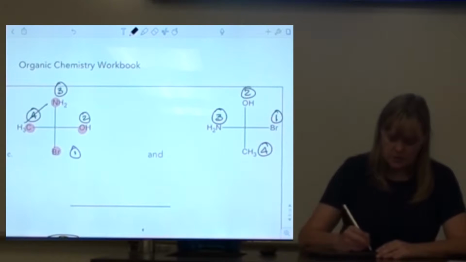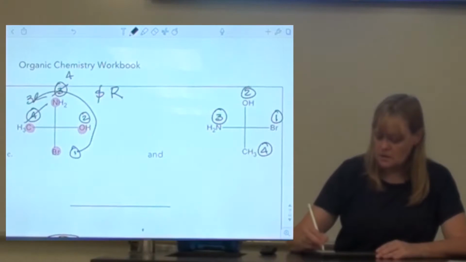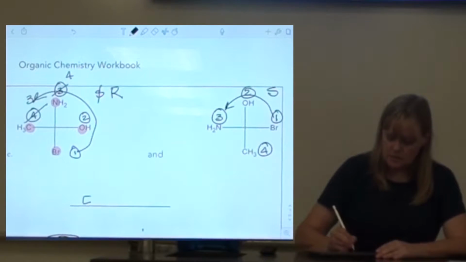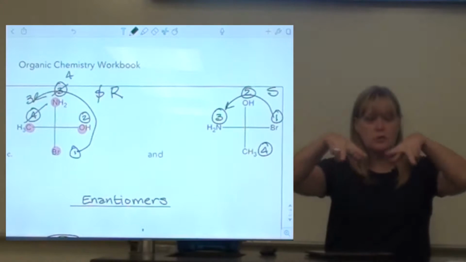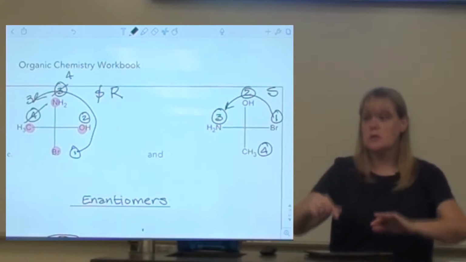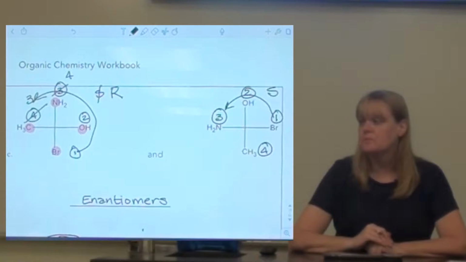Okay, 4's on the horizontal again. So this one is R. This one is S. So these are enantiomers. Just like in class when you built the two that were mirror images of each other and you couldn't superimpose them, that's the only option you have for one chirality center. Are we in agreement with this one?